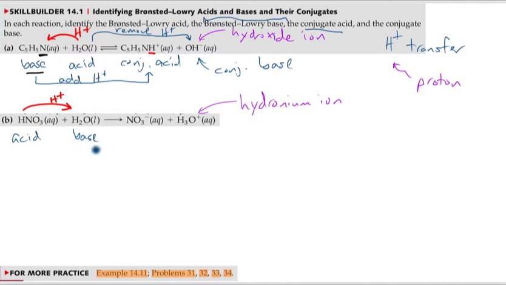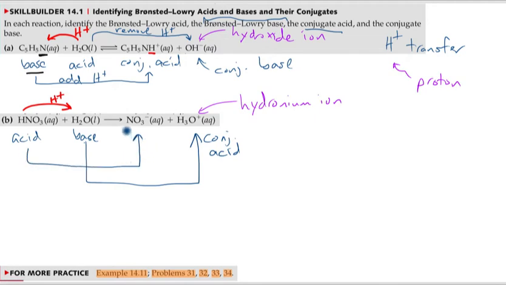And we see the same thing down here. What's happening to the water? It acts as the base. Now we have this as a conjugate acid. And then the acid loses a proton, and we refer to it as a conjugate base.